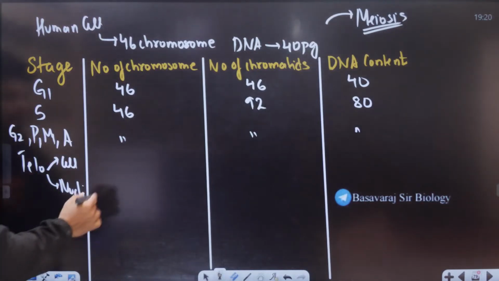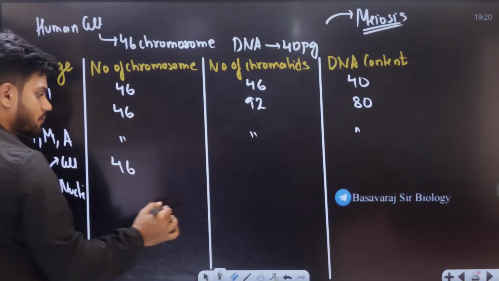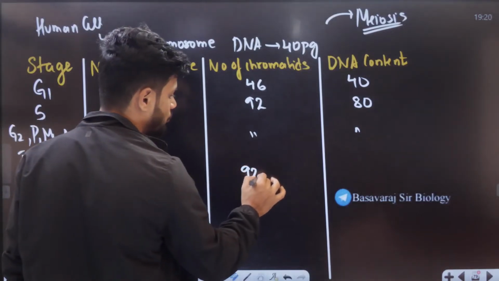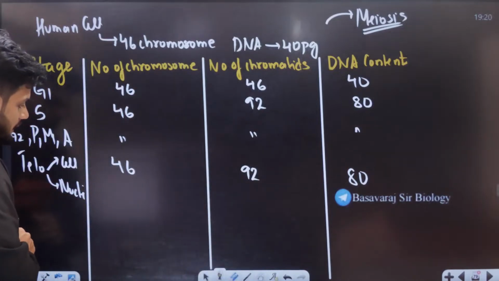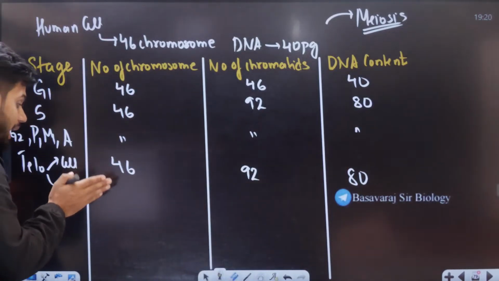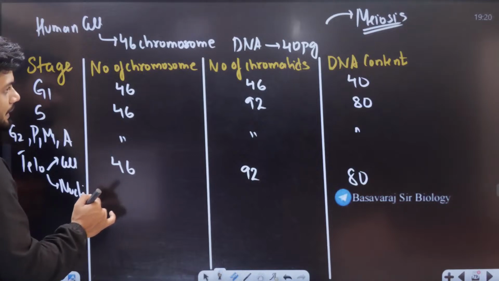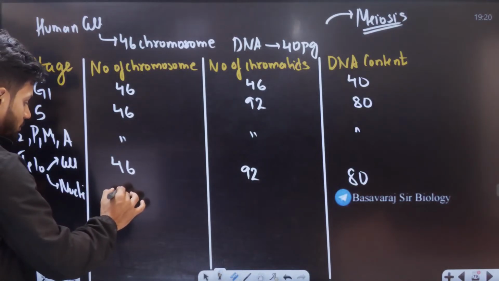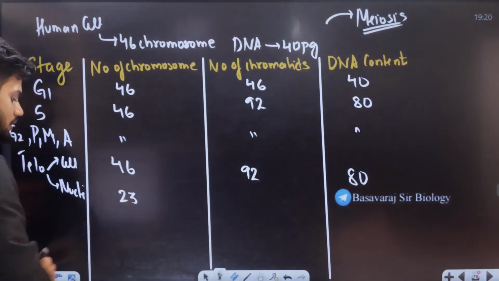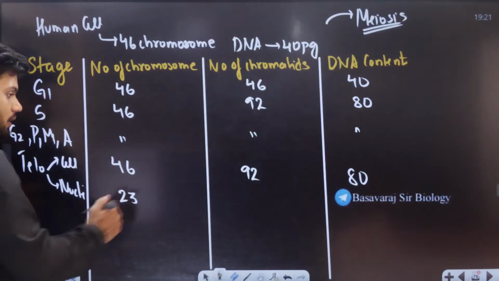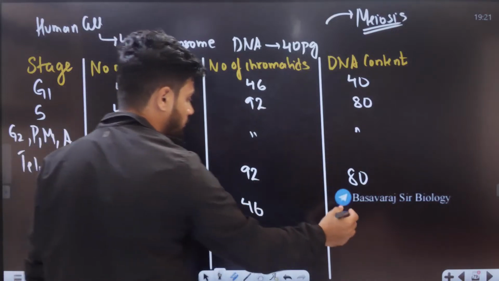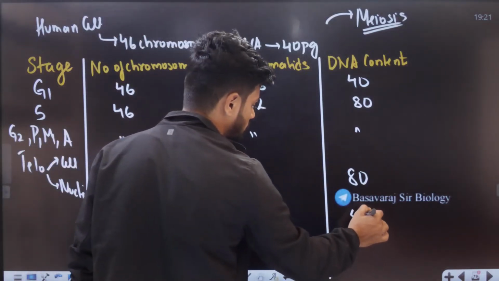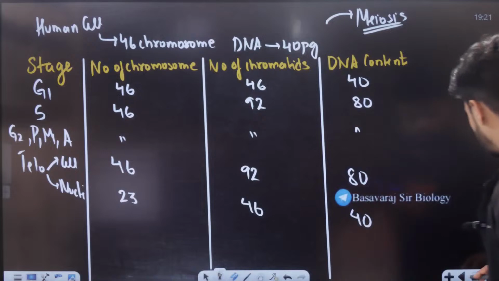Per cell it is going to remain 46, 92 and 80. When I talk about per nucleus, it is going to become completely half. Let's say this is going to become 23. This is going to be half to 46. This is going to be half to 40. How, sir? Why, sir? Okay, listen to me.